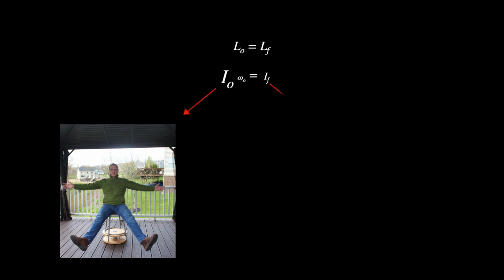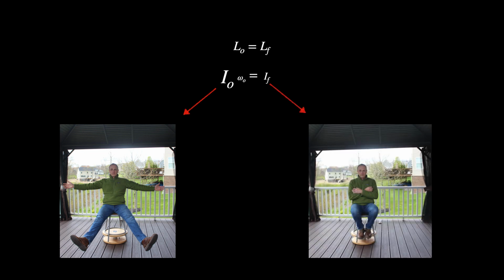On the other side, I brought my arms and legs in, reducing my moment of inertia, and as a consequence, my final angular speed increased, therefore demonstrating conservation of angular momentum, as those two quantities will always be equal in magnitude and direction.